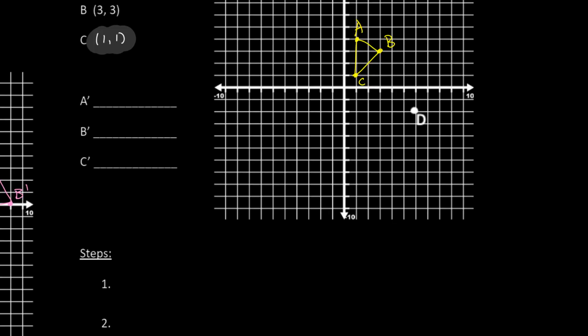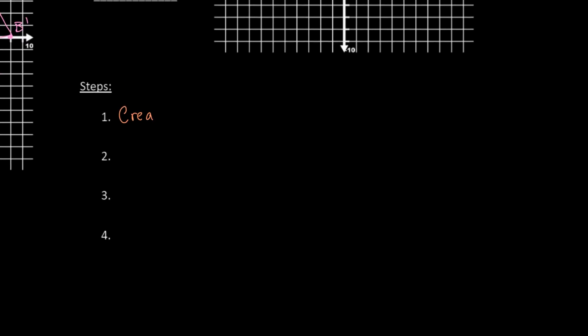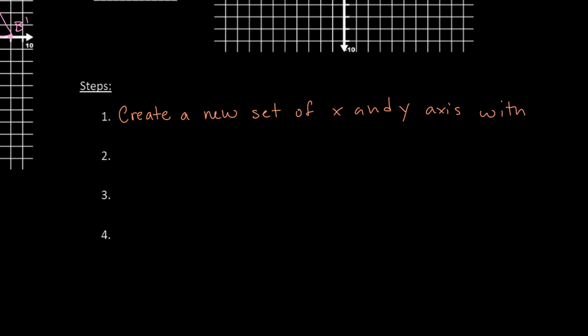Now, we're going to do this step by step. Our first step is to create a new set of X and Y axes with the new point you are dilating about as your new origin.